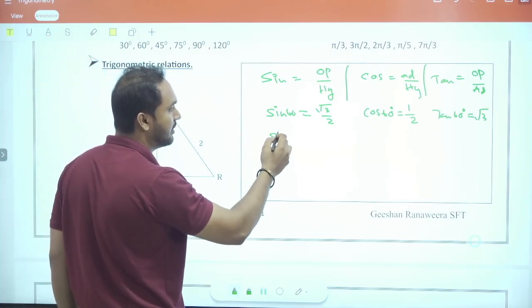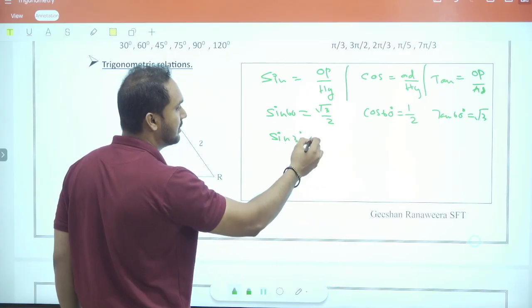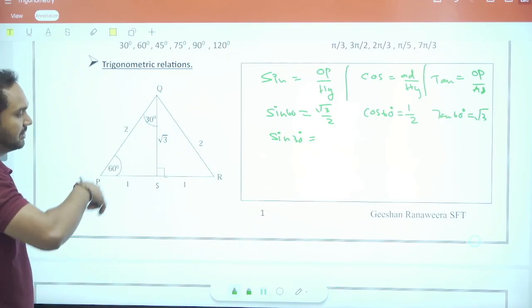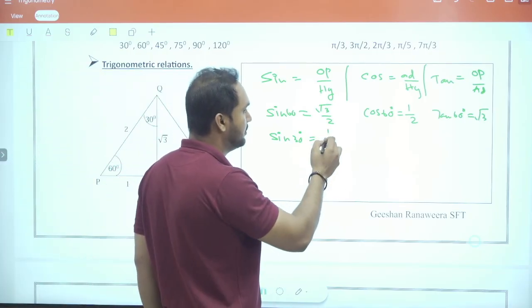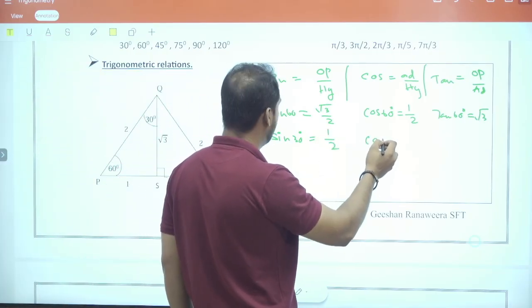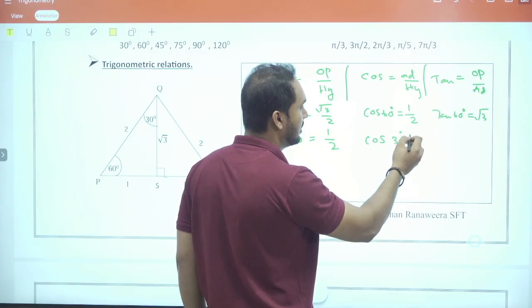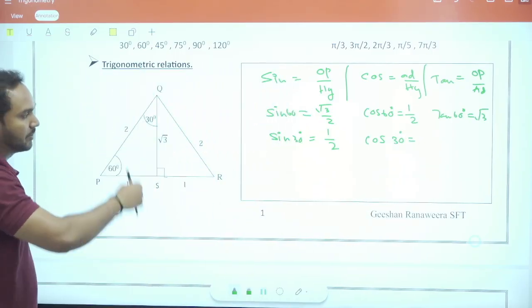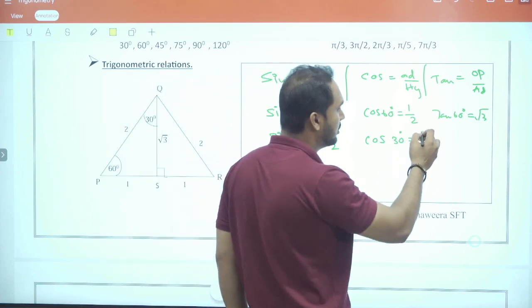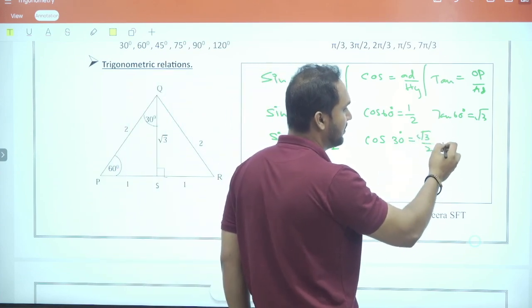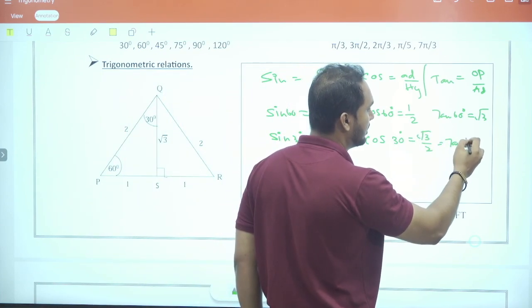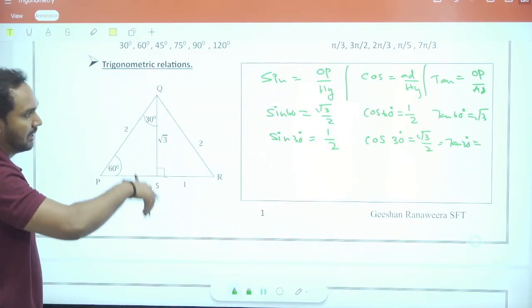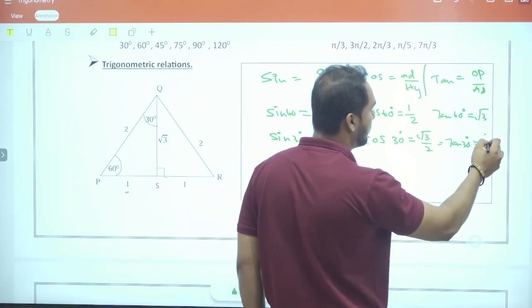What are the 30 degree values? Sine 30, the angle is this, and you have to take the opposite over hypotenuse. Opposite is 1, hypotenuse is 2, which is half. And the cos 30, adjacent over hypotenuse. Adjacent is root 3, hypotenuse is 2, so root 3 over 2. And the tan 30, opposite over adjacent. Opposite is 1, adjacent is root 3, so it's 1 over root 3.